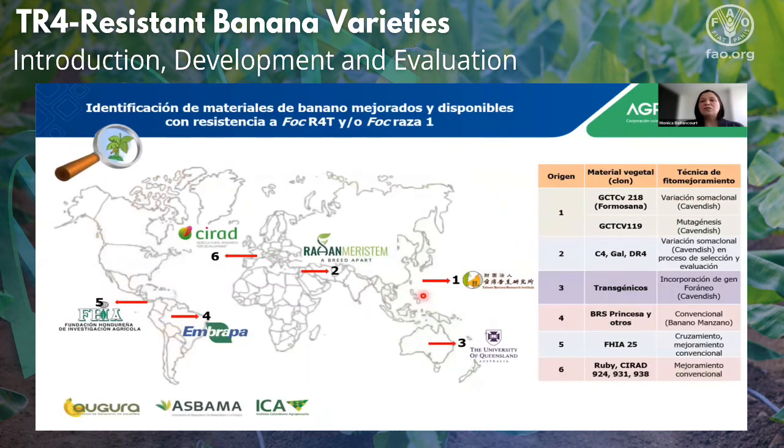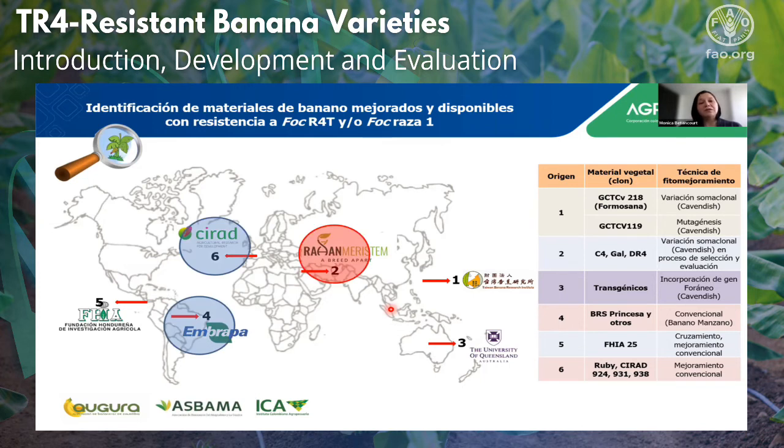Entonces, rápidamente tuvimos que empezar a mirar qué teníamos disponible, qué se podía hacer, aparte de todas las otras acciones que ya estaba haciendo el ICA y que Agrosavia empezó a apoyar desde la parte de investigación. Identificamos que había posibilidades de introducir materiales que provenían del Instituto de Investigaciones de Taiwán, de Rahan Meristem, de la Universidad de Queensland, de CIRAD, de EMBRAPA, de FIA, y empezamos a trabajar con ellos lo que llamamos acuerdos de transferencia, es decir, unos documentos que nos permiten revisar cómo entrar los materiales seguros al país y qué pruebas de investigación se pueden hacer con ellos.